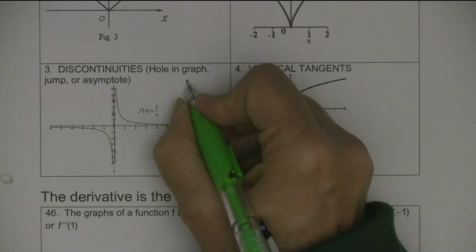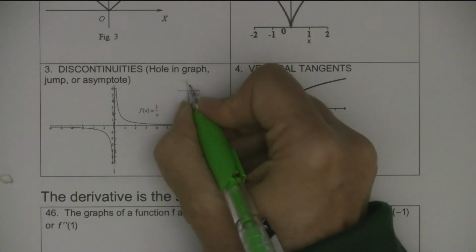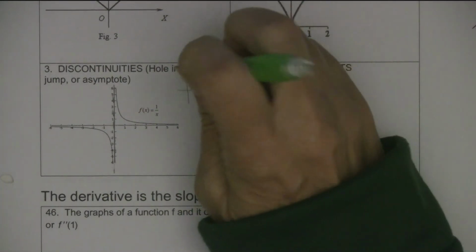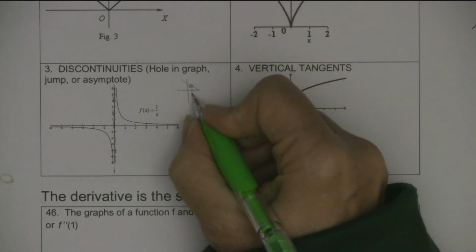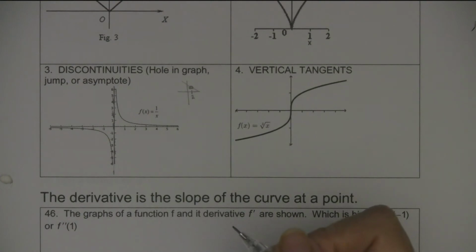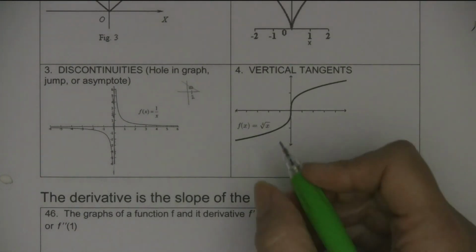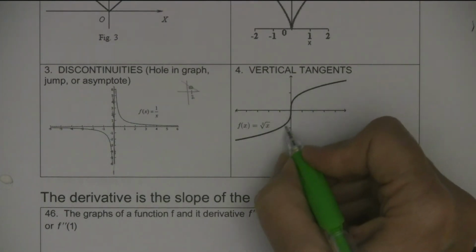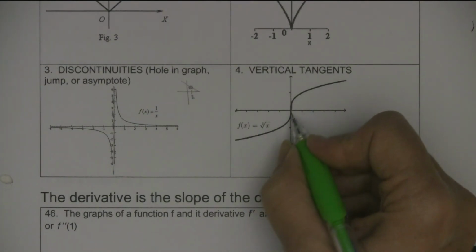If I had a function and I had a hole in the graph, say right there is my hole in the graph, and that hole in the graph was at 2, then the derivative would not exist at x is 2, right? So at the hole in the graph, and if you had a jump discontinuity, it wouldn't exist there at the jump discontinuity.